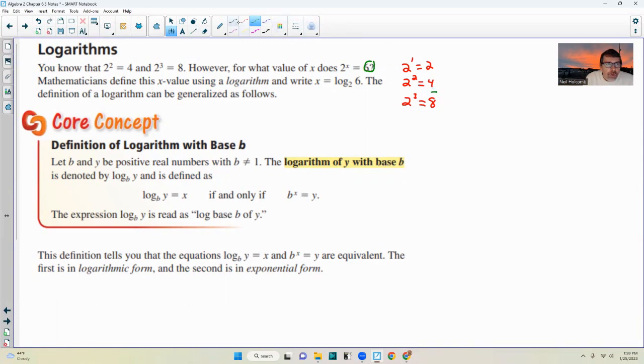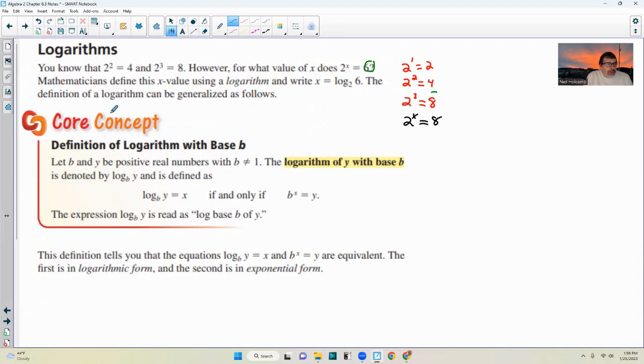So we know that if 2 to the x equals 6, that x, our power, would have to be between 2 and 3. So it'd be 2 point something. Okay, and that's what we're going to find using logarithms. Basically, a logarithm is an inverse of an exponential function.